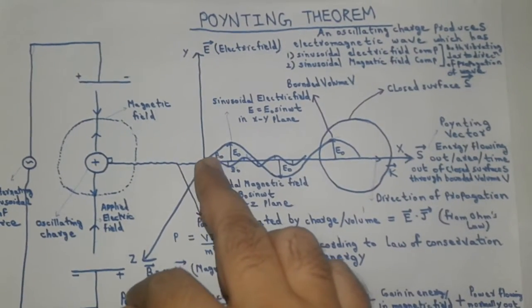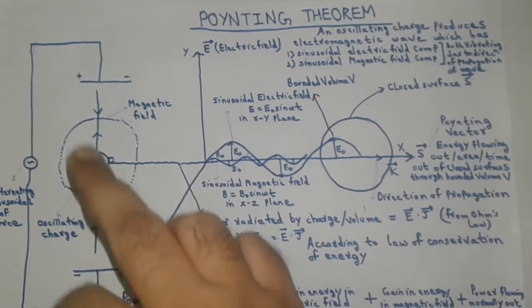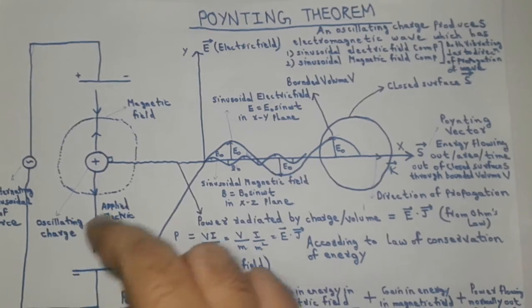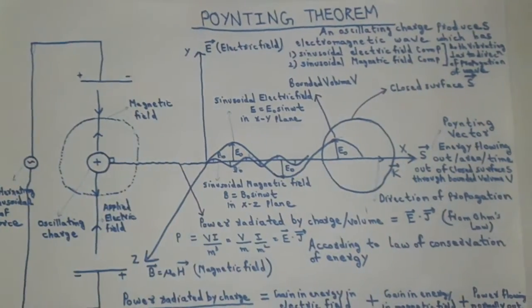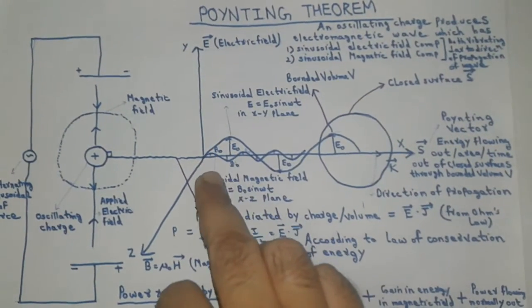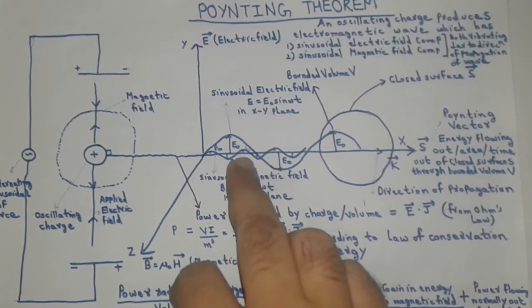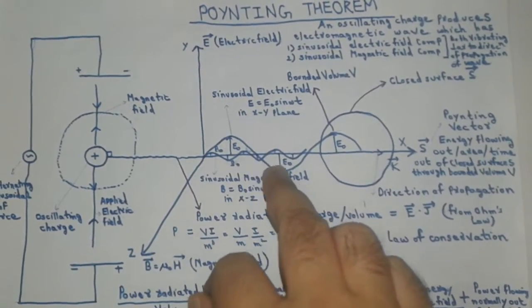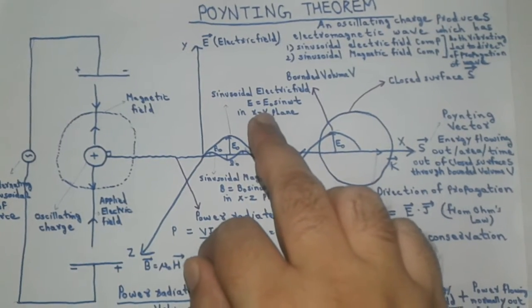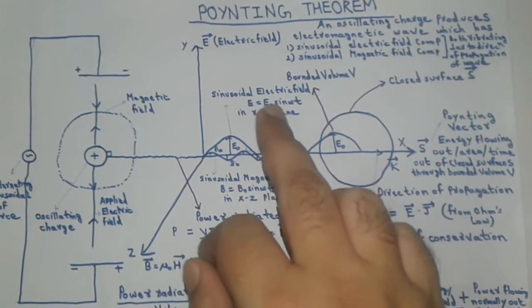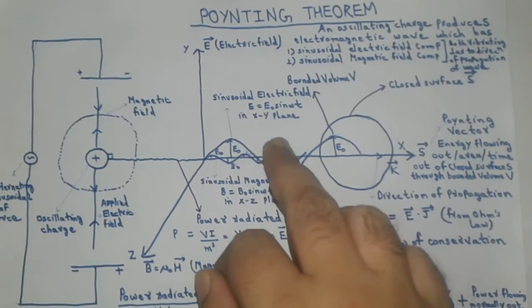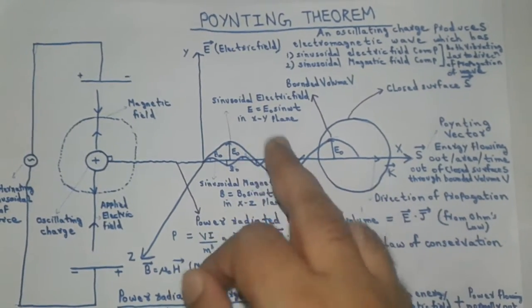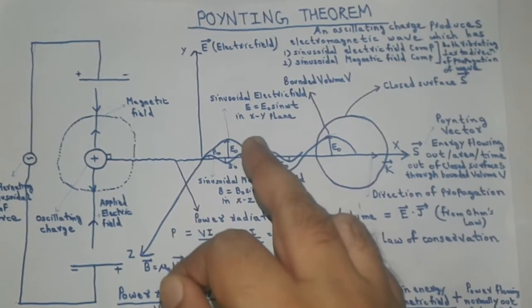This electromagnetic wave is an outcome of sinusoidal electric field and sinusoidal magnetic field associated with the charge. Thus, an electromagnetic wave has two components: a sinusoidal electric field in the xy plane, in the plane of paper, and a sinusoidal magnetic field in the zx plane, which is vibrating perpendicular to the plane of paper.